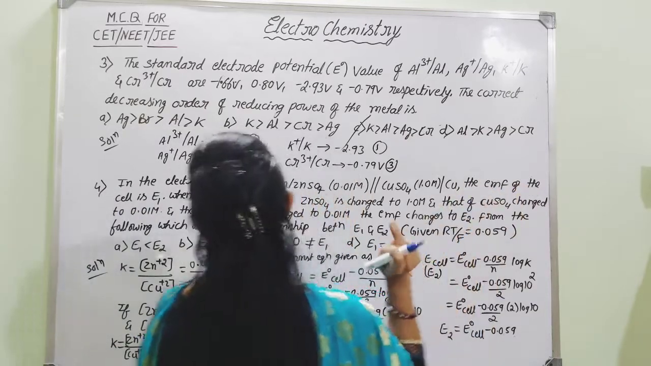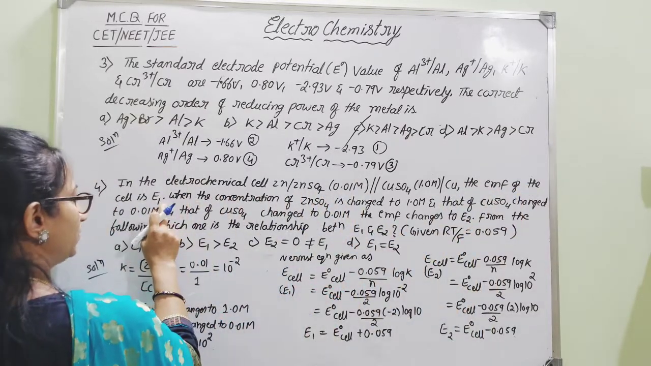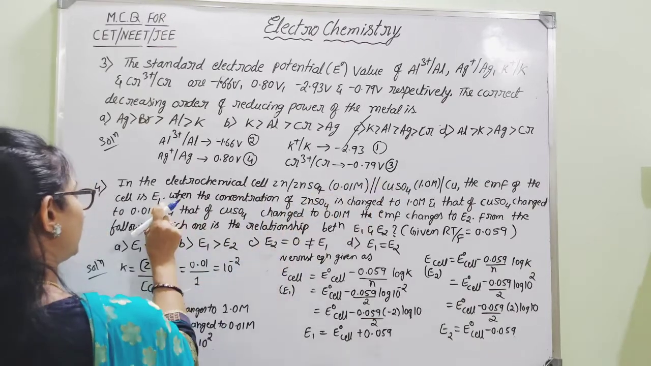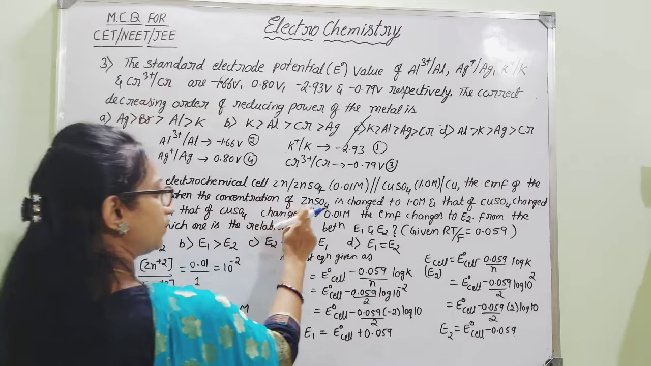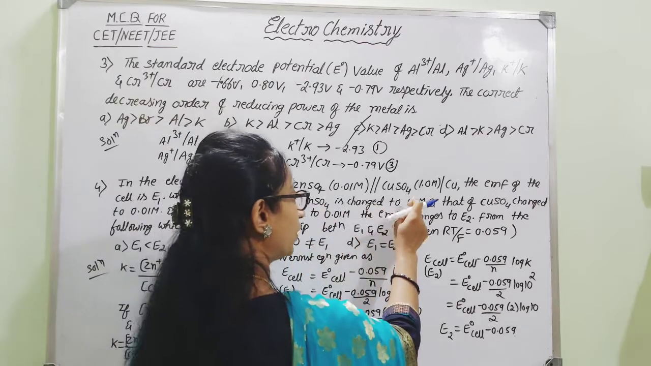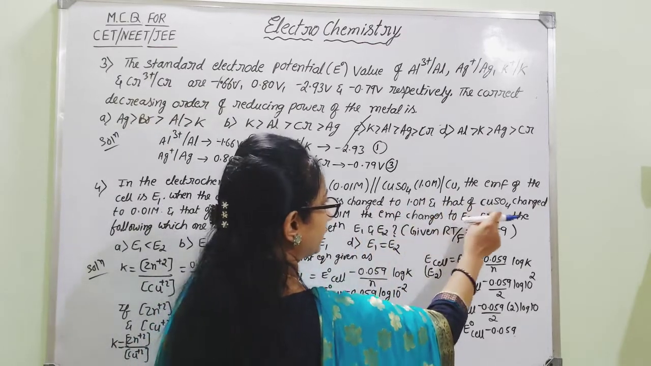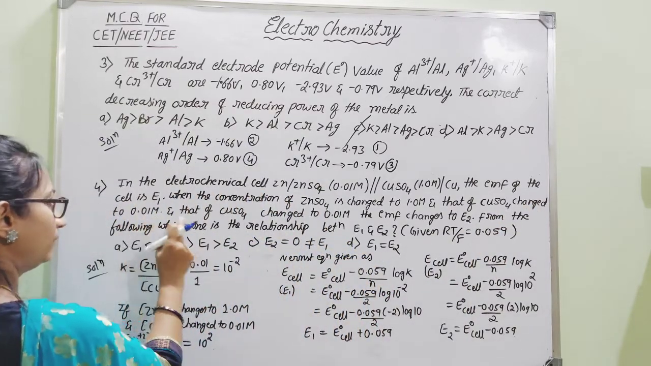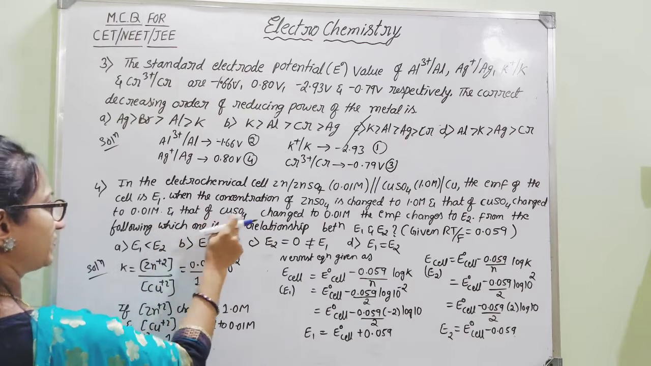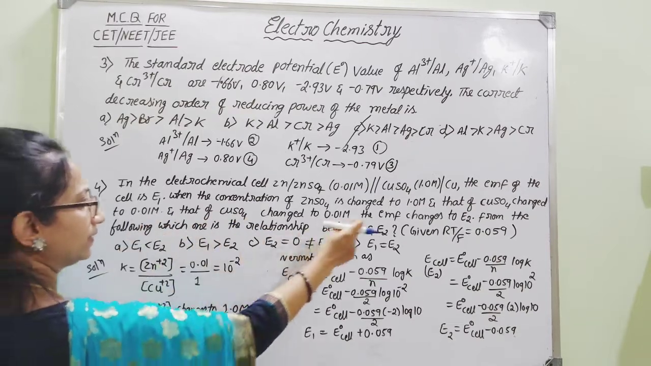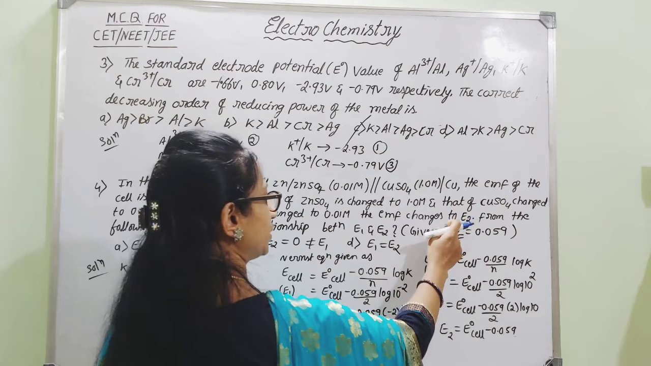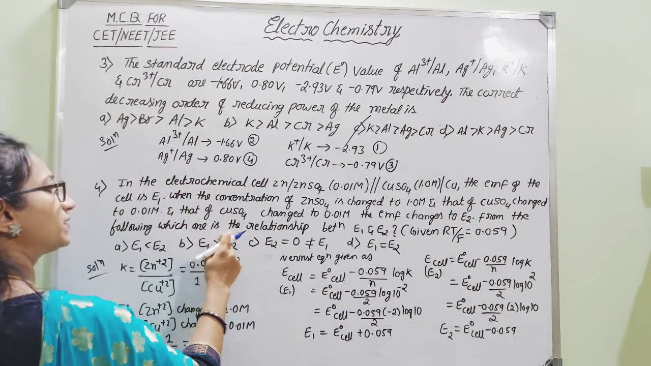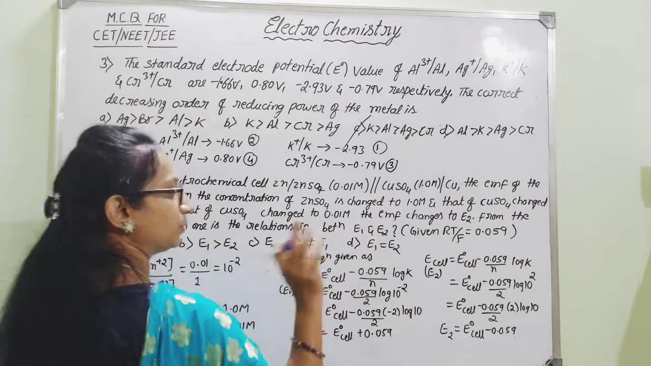The EMF of the cell is E1. Let us consider the EMF of the cell to be equal to E1. When the concentration of the zinc sulfate is changed to 1.0 molar and that of copper sulfate is changed to 0.01 molar, the EMF changes to E2. Which one is the relationship between E1 and E2?